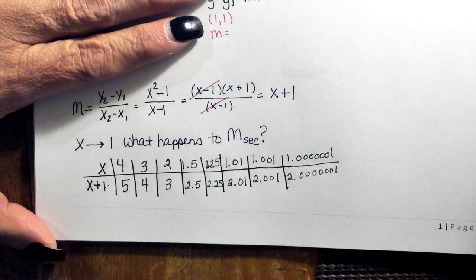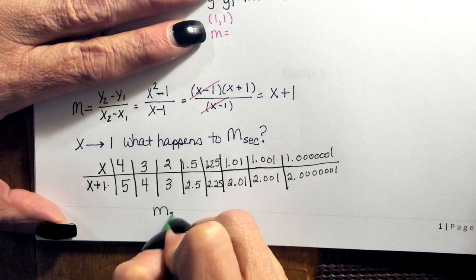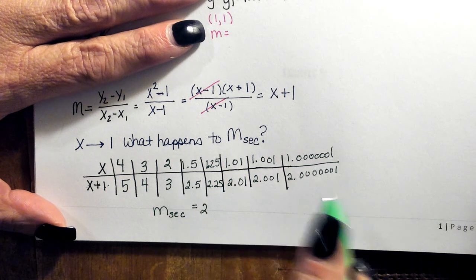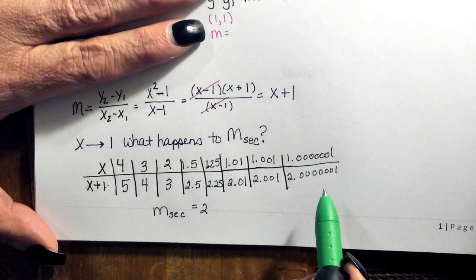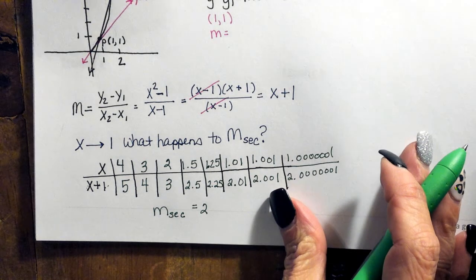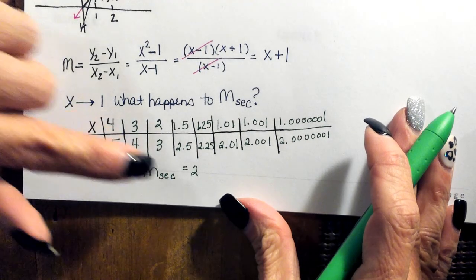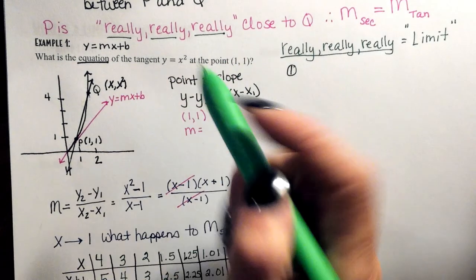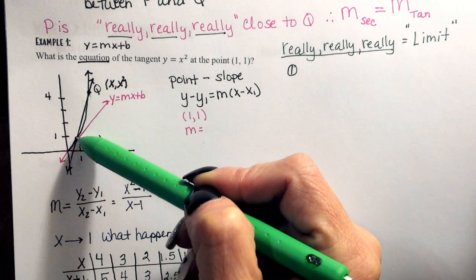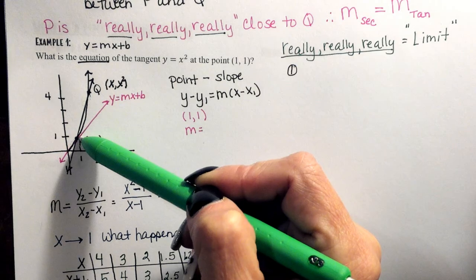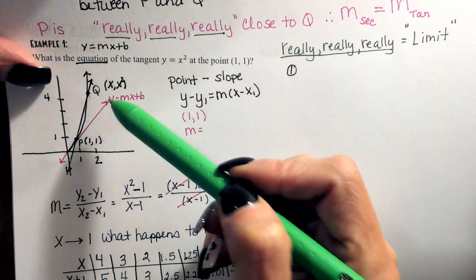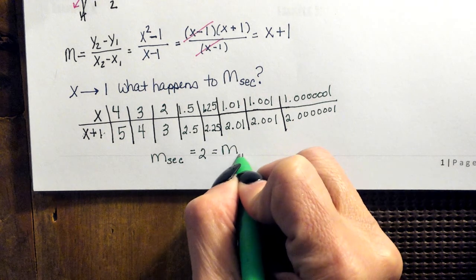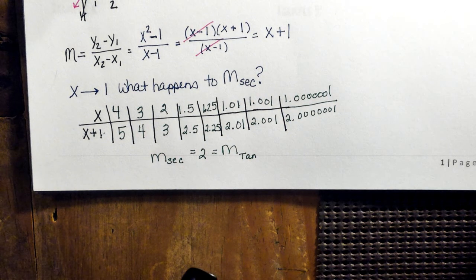So really, I could say that the slope of the secant line equals 2. It's getting so close, it might as well be 2. So as x approaches 1, the slope of the secant is getting really close to 2. Remember, the whole reason we were doing that was because if we moved Q so close to P, it actually became the slope of our tangent line. So if the slope of our secant is 2, then that means the slope of our tangent is also 2.